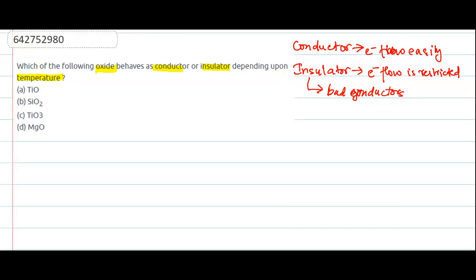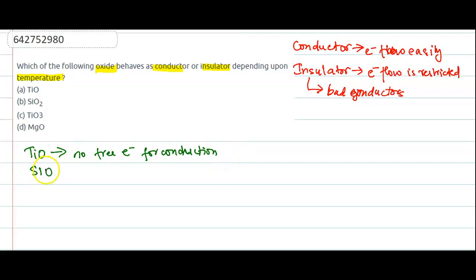Now coming back to the question, which of the following oxides behaves as a conductor or insulator depending upon the temperature? Now the first option is titanium oxide. Titanium oxide is a metal oxide, and since in metal oxides all the electrons are tightly bound, there are no free electrons available for conduction. So titanium oxide is not a good conductor in the solid form. In molten form, it may be a good conductor.